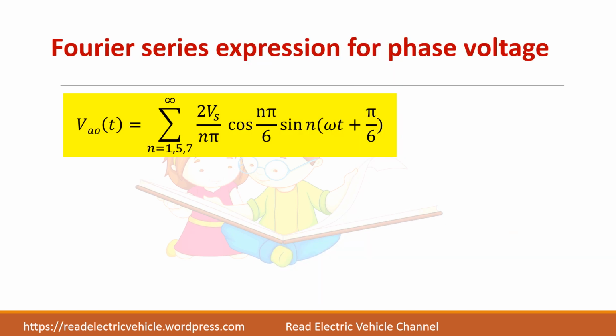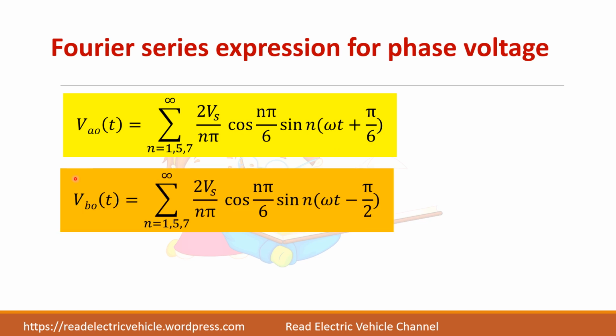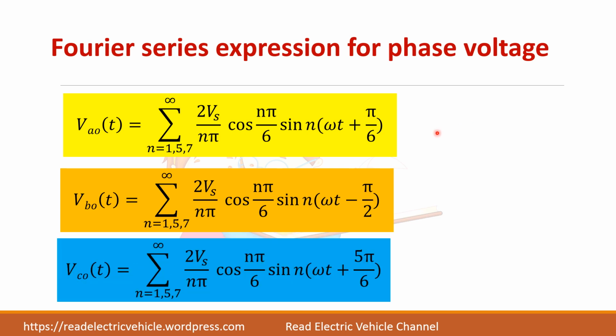So if we see the voltage of VA naught, we have advanced the phase shifted waveform by 30 degree. So instead of omega t, you have to write omega t plus 30 degree. And B naught waveform will be displaced by 120 degree. So this 30 minus 120 will give you minus 90 degree. Again C naught will be whatever you have here, add plus 120 or minus 240. So you will get plus 150 degree.